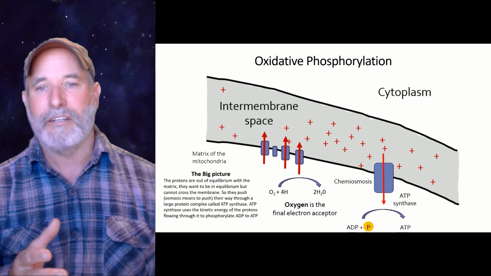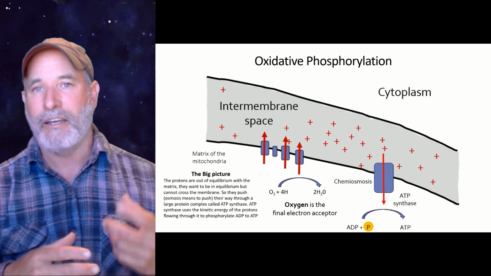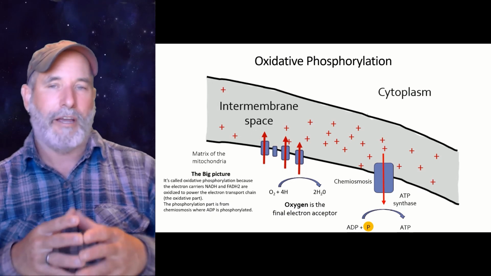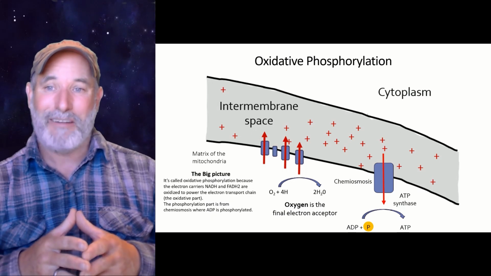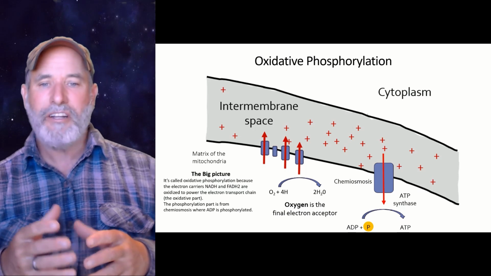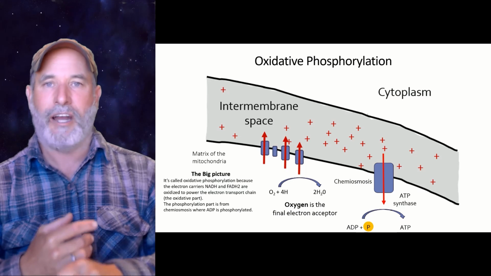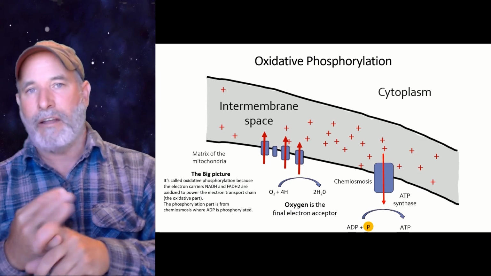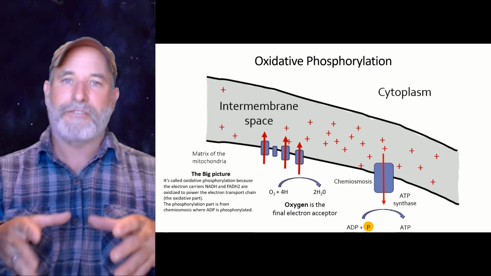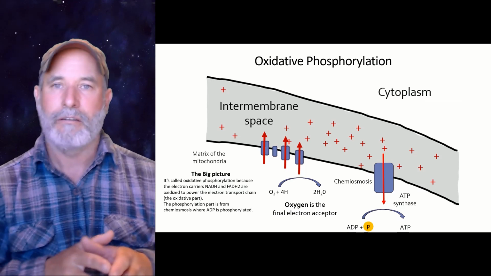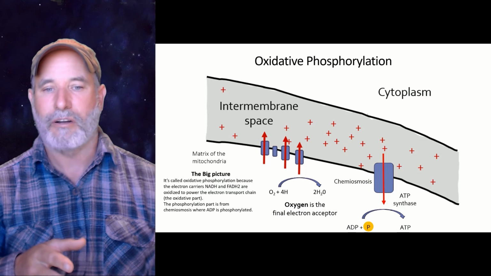And what it does is it does work by using that kinetic energy of those protons to make ATP. Okay? Interesting, huh? And it makes a lot. And it's called oxidative phosphorylation, once again, because we're oxidizing our electron carriers, NADH and FADH2, to phosphorylate ADP to ATP, doing chemiosmosis, all right?